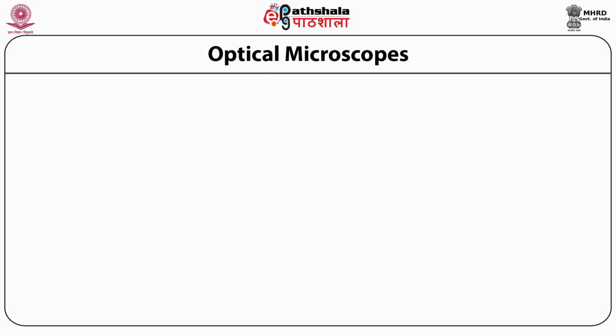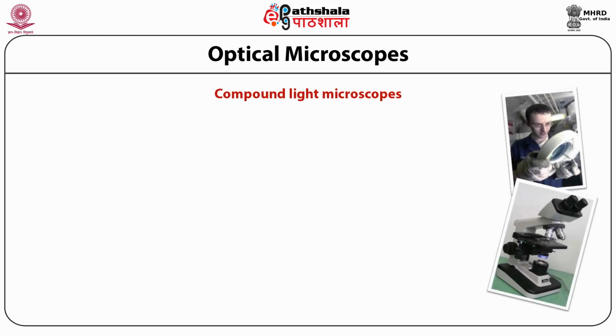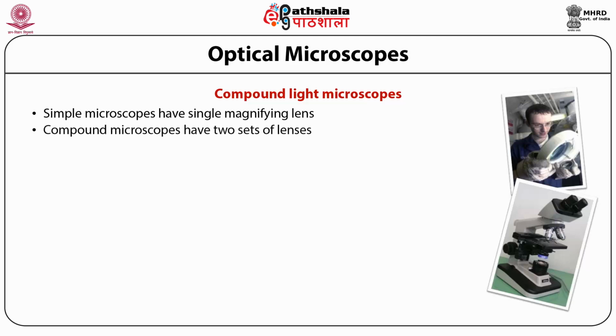Optical microscopes. These are actually called compound light microscopes because they use more than 1 lens. Simple microscopes may have a single magnifying lens, but generally all the optical microscopes that we see around us or we have used, they have more than 1 magnifying lens, and they are called compound light microscopes. So they have either 2 or more sets of lenses.